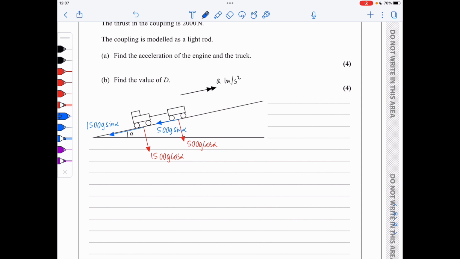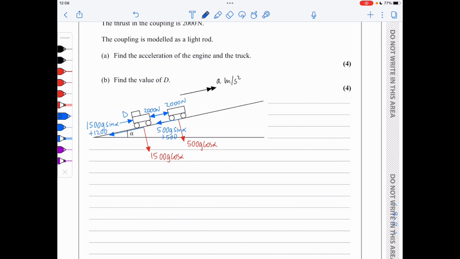Additionally, I need to include the resistive forces, so it's 1200 newtons for the engine and 500 newtons for the track. And then I need to add the coupling, so we need to consider that the track here is being pushed up the track. So the force is acting in this direction here and has a magnitude of 2000 newtons. And similarly, the engine is feeling the same and opposite force, so 2000 newtons here. And we also have the force provided by the engine of magnitude D newtons. So this is capital D.